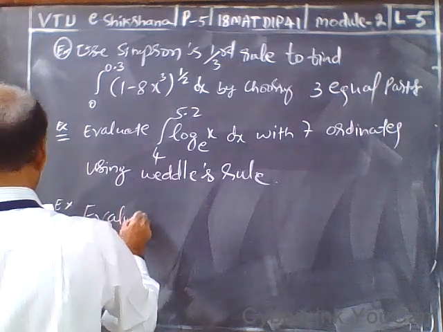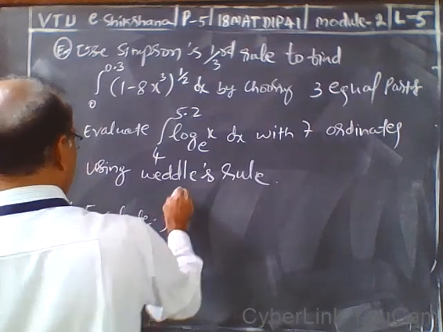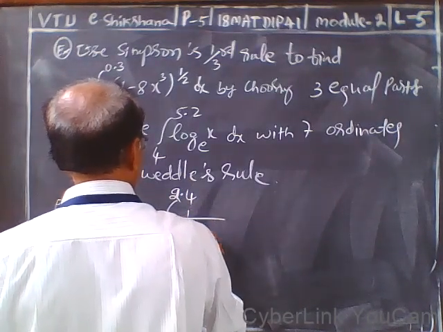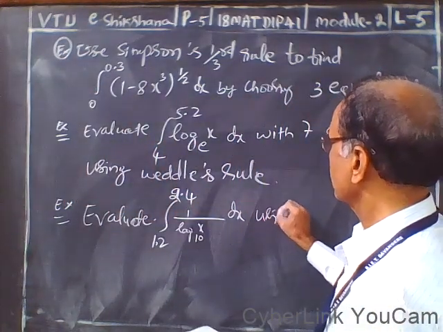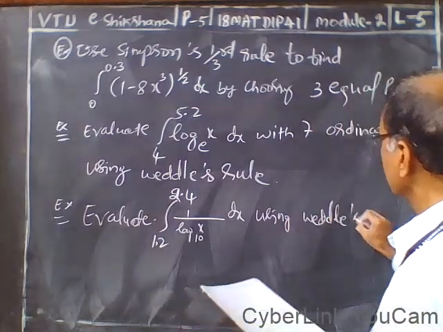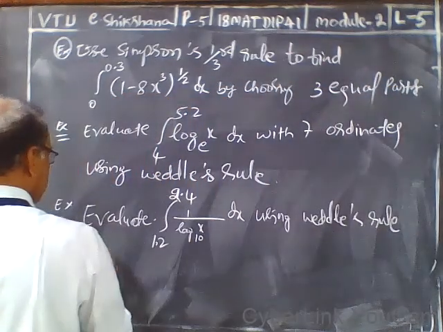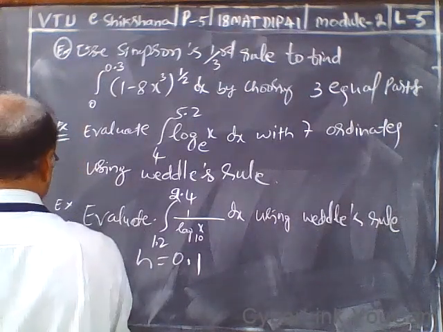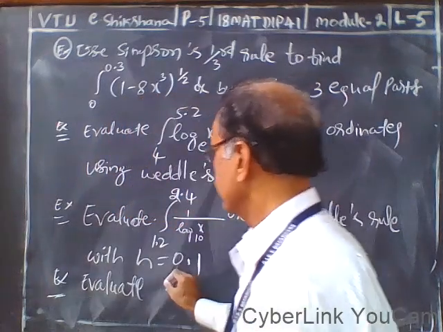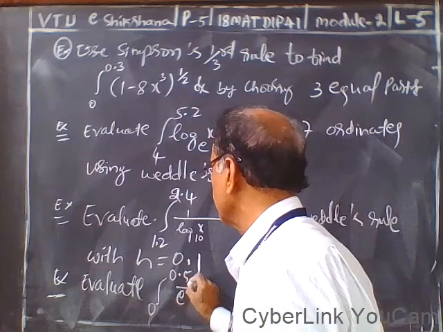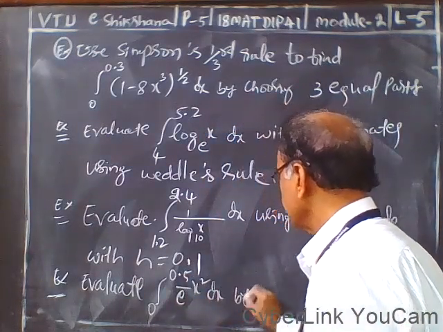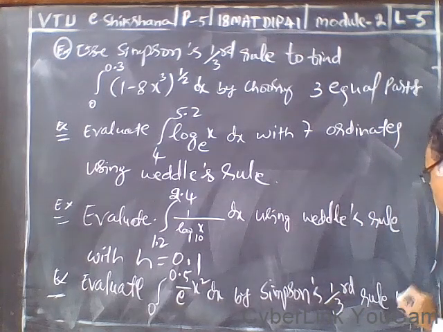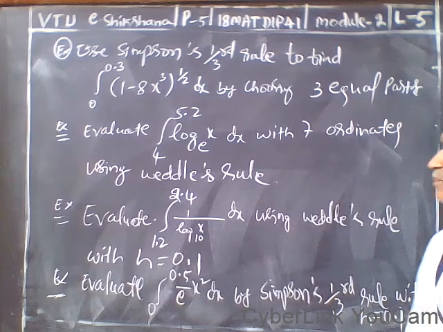Next one. Evaluate integration 1 to 2.4 of 1 divided by log x to the base 10 dx using Weddle's rule with h equal to 0.1. Next, evaluate integration 0 to 0.5 of e to the power minus x square dx by Simpson's 1/3 rule with h equal to 0.1.